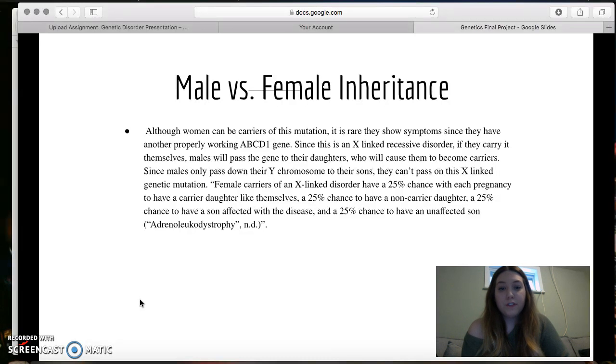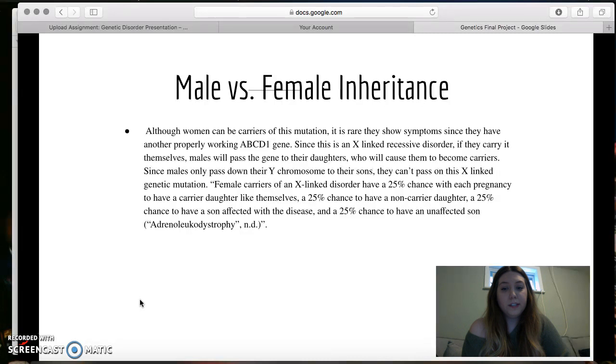The male versus female inheritance. Although women can be carriers of this mutation, it's rare they show symptoms since they have another properly working ABCD1 gene. Since this is an X-linked recessive disorder, if males carry it themselves, they will pass their gene to their daughters, who will then be carriers. Since males only pass their X chromosome down to their sons, they can't pass the X-linked genetic mutation to them.